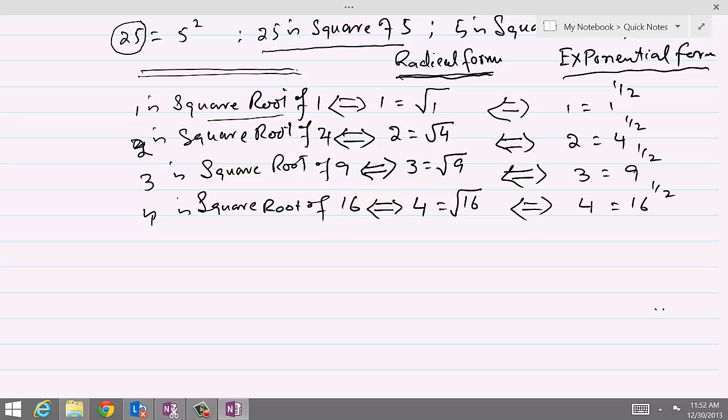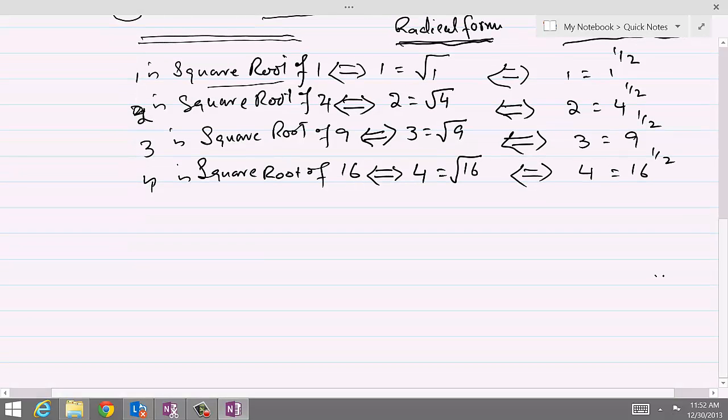So now, what is this symbol? The square root symbol is called the radical sign. Radical sign.